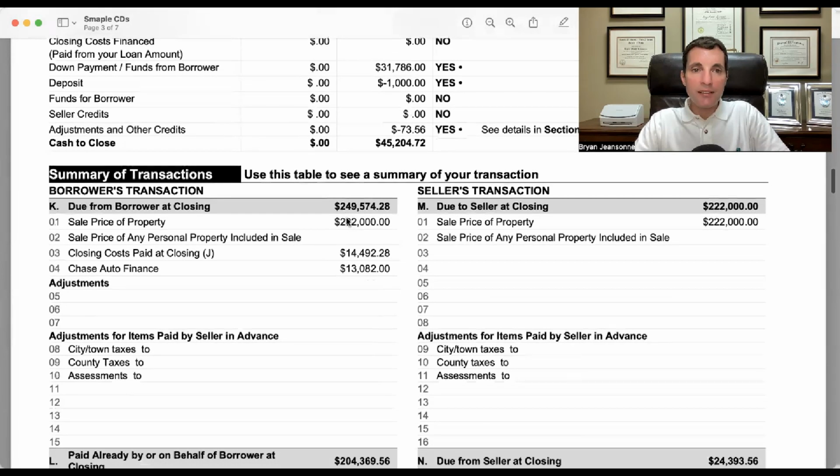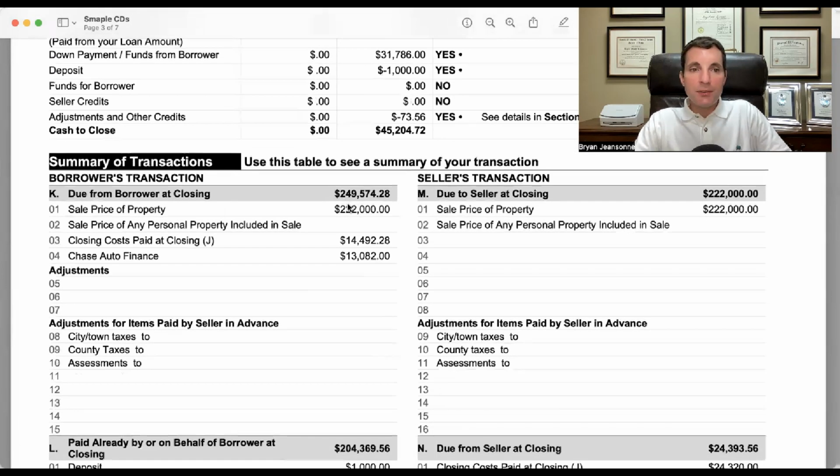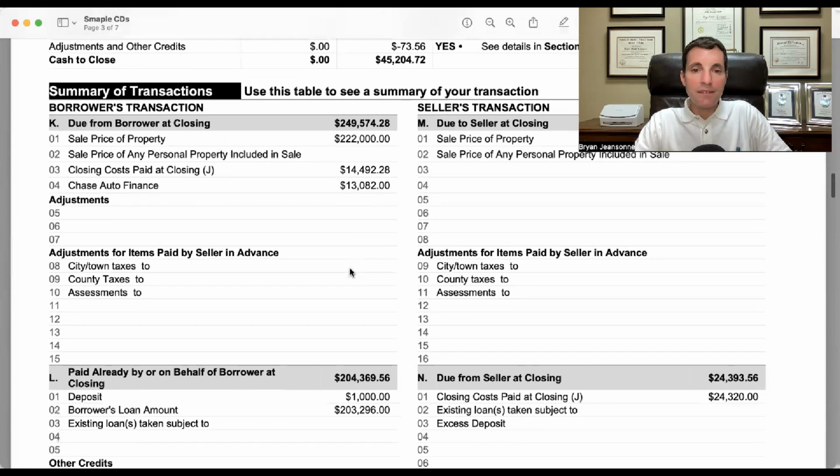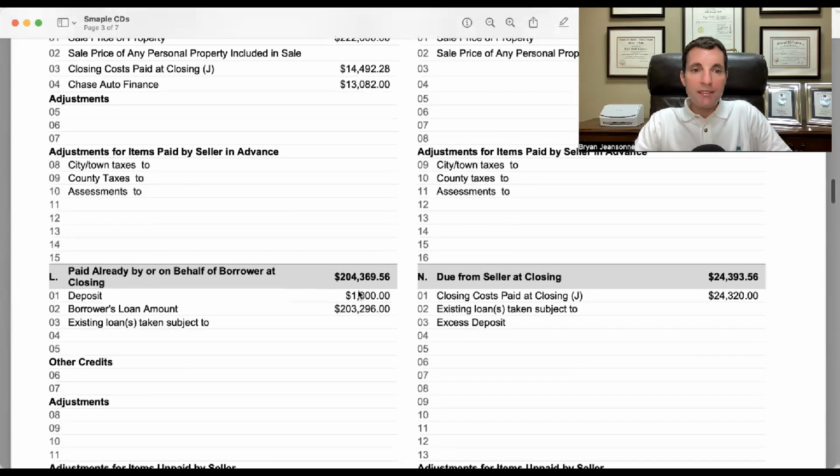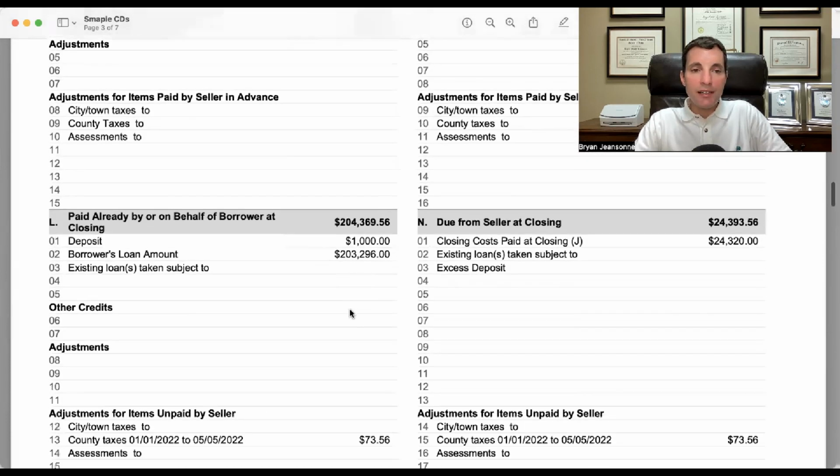And then here's the summary on the buyer side. So it's going to just show how much you need to bring, and then it's going to show the sales price, closing costs, and then this person was paying off a car loan as part of this transaction. So that's in there. Your deposit, and then your loan amount, the loan you're getting.